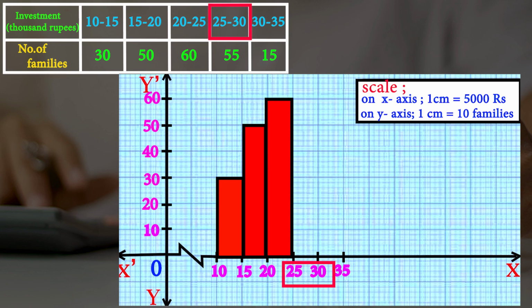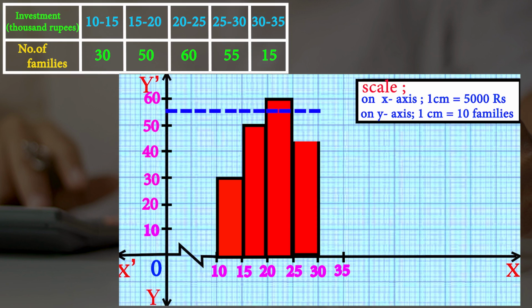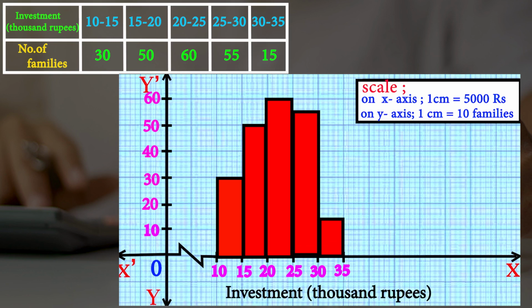The 25 to 30 column will reach number 55 on the y-axis, that means till the middle line of column 50 to 60. The column of class 30 to 35 will reach number 15 on the y-axis. That means it will reach the middle line of column 10 to 20. Students, don't forget to write investment below the x-axis, number of families on the y-axis, and the scale on the right corner.